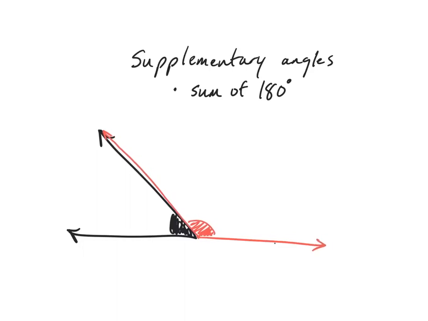Again, I didn't draw these perfectly, but you can see when I put them adjacent to each other that they combine to form this large 180-degree straight angle, so they're said to be supplementary angles. The last angle relationship that we're going to talk about in this video is called vertical or opposite angles. Vertical and opposite angles are synonyms for each other, so they mean the same thing.